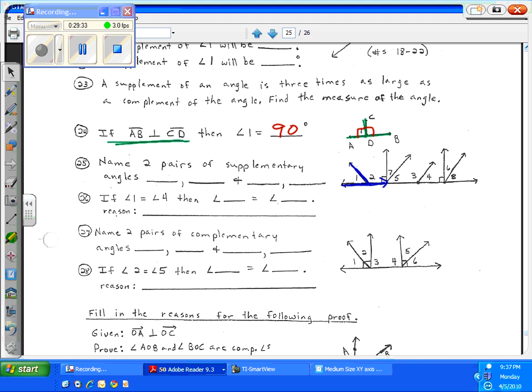This says name 2 pairs of supplementary angles. We know that angle 1 and 2 go together to make a straight angle, which is 180. We know that they are a linear pair. The sum of their measures is 180, so we can conclude that they're supplementary. Supplementary angles are two angles whose measures have the sum of 180.